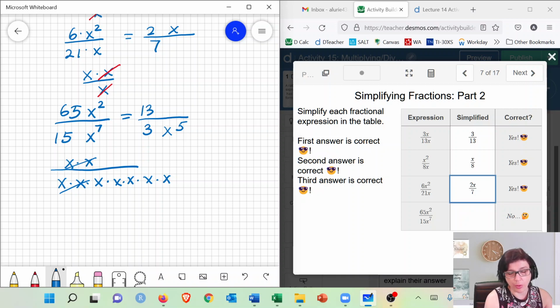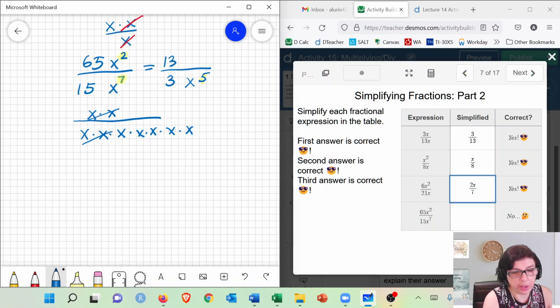Now, writing it out actually is not necessary. What you have to think about is this. Look at the powers on the top and on the bottom, and just subtract them. If the larger one is on the bottom, that's where the answer is going to be. So x to the 5 will be on the bottom because 7 minus 2 is 5, and the larger number was on the bottom. That's why I have x to the 5.